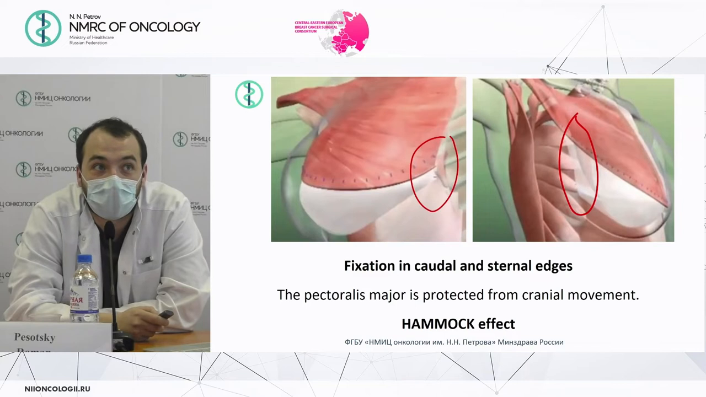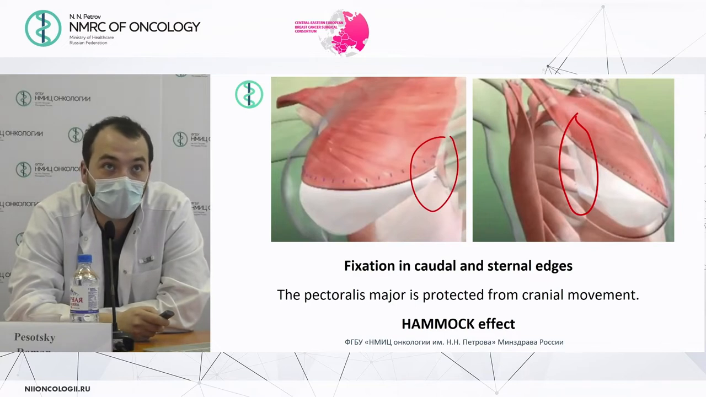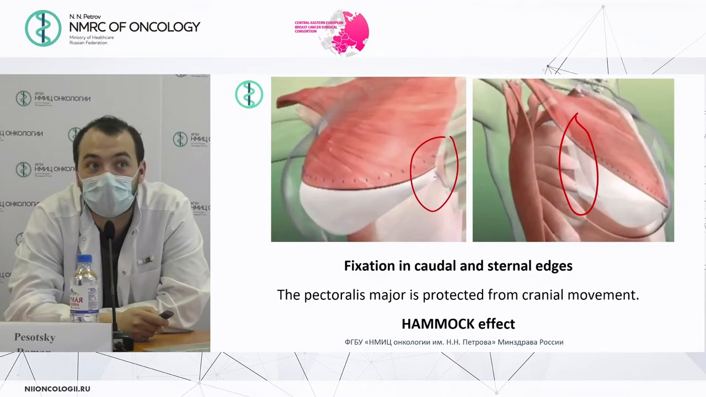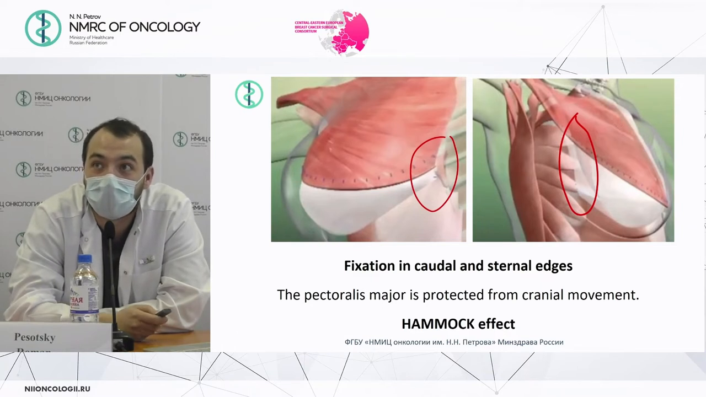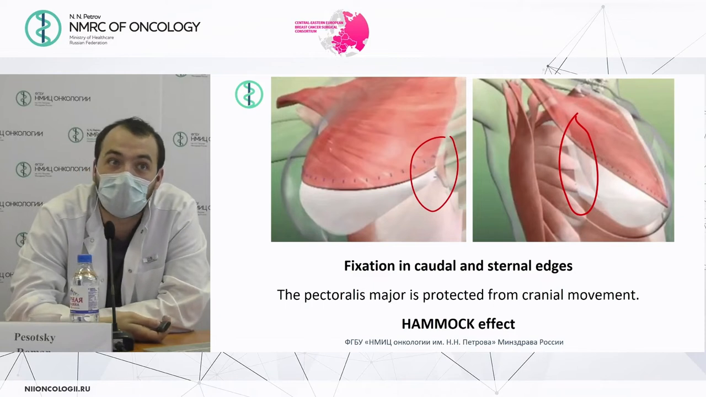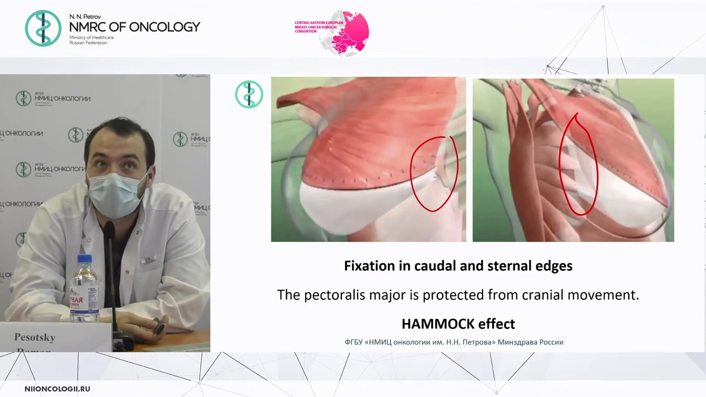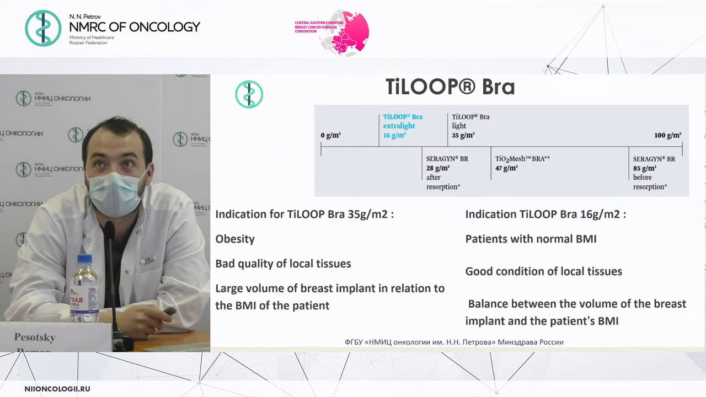We found, and you can find it in the TiLoop RAB instructions, that we need to fixate it to reach the hammock effect at the caudal and sternal edges with surgical knots, to create a really nice, intense lower pole of the reconstruction. This is the indication we found when using the TiLoop RAB. Nowadays we are using TiLoop RAB 16 more often, and we find it really good.